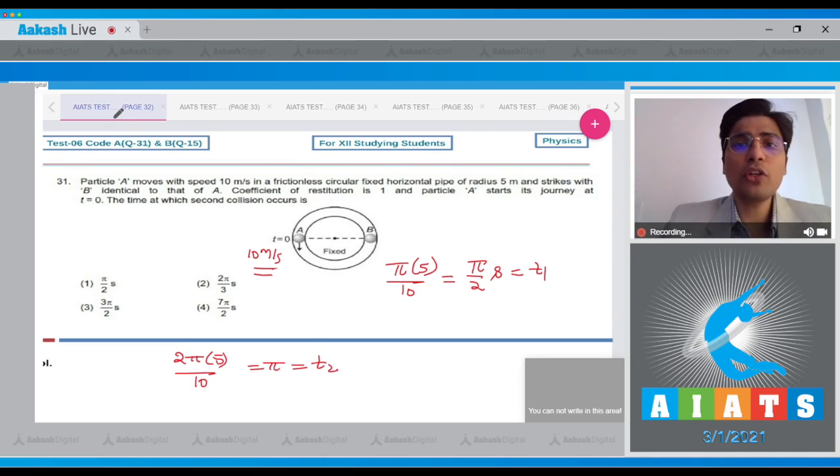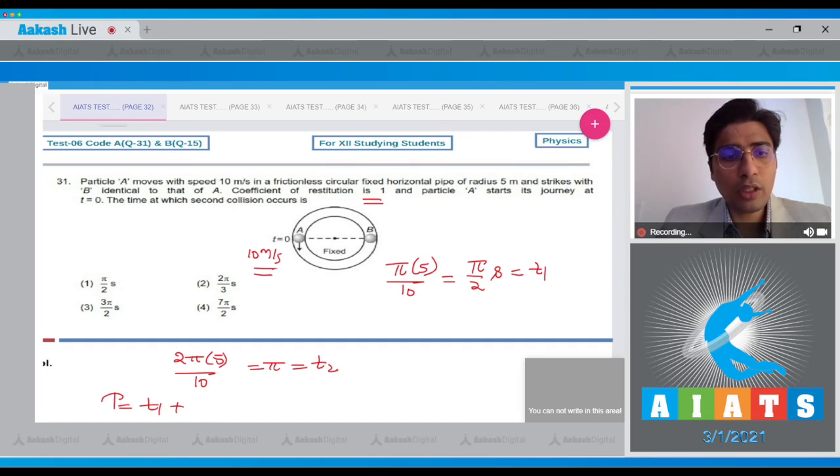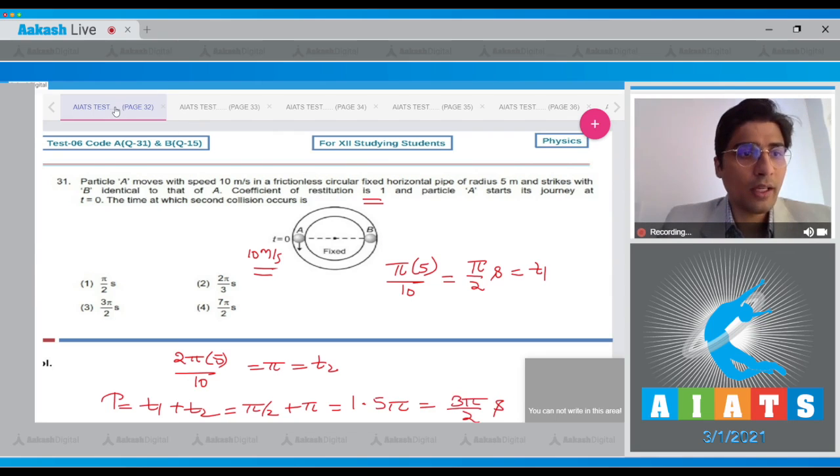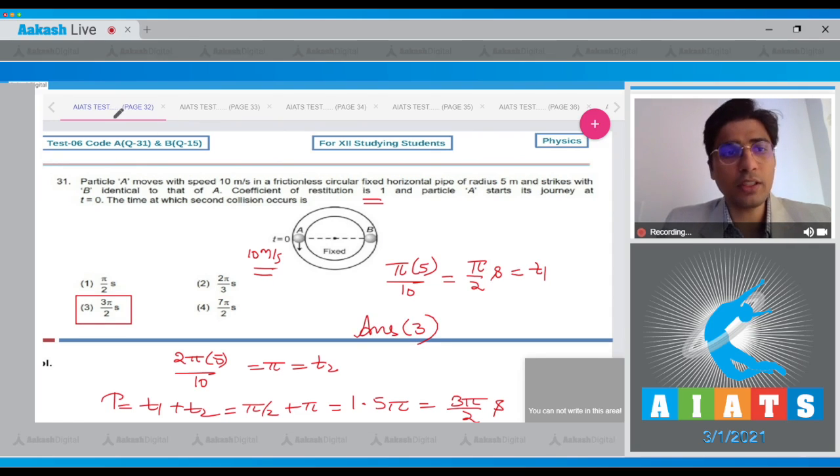Please note, as the coefficient of restitution is 1, this means that it is a perfectly elastic collision and the velocities get exchanged. The total time capital T will be equal to T1 plus T2, that is pi by 2 plus pi, and this will be equal to 1.5 pi or 3 pi by 2 seconds. And hence for this question the correct answer is option number 3.